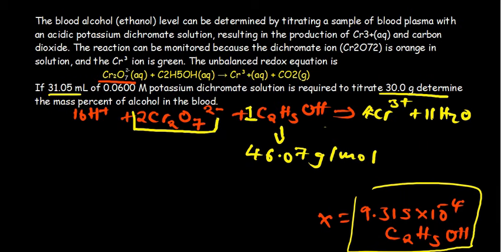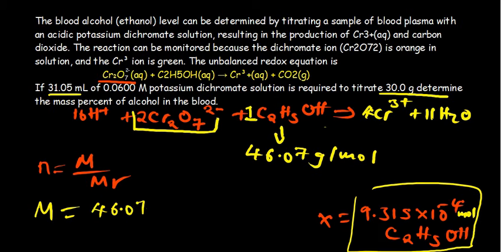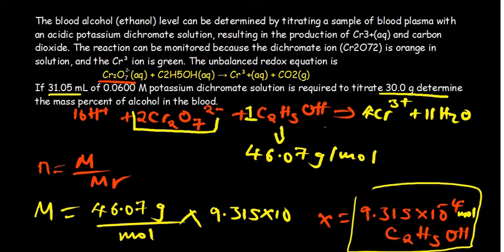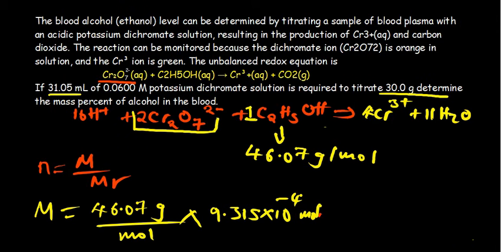So we have our number of moles, and we also have our relative molecular mass, so we're able to find the mass. Remember, number of moles is given by the mass divided by the molar mass. In this case we want to find our mass, so the mass is the molar mass, 46.07 grams per mole, multiplied by the 9.315 times 10 to the power negative 4 moles.